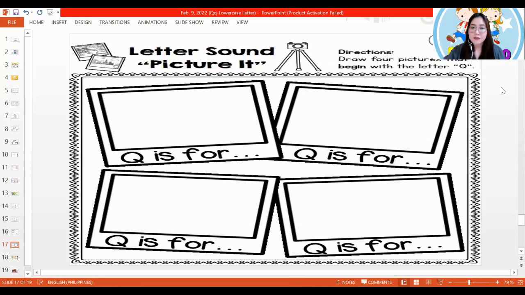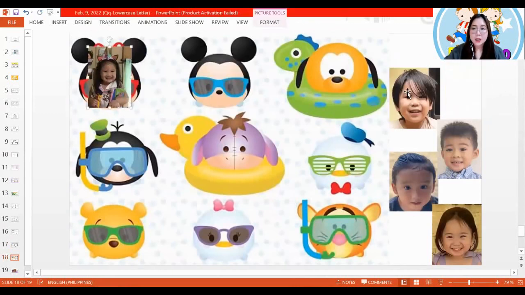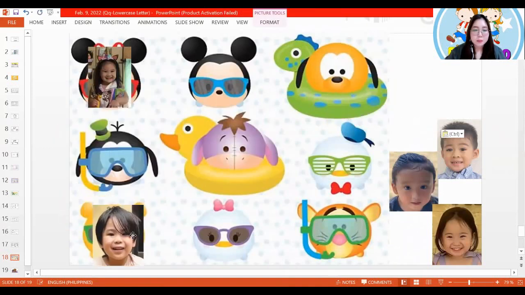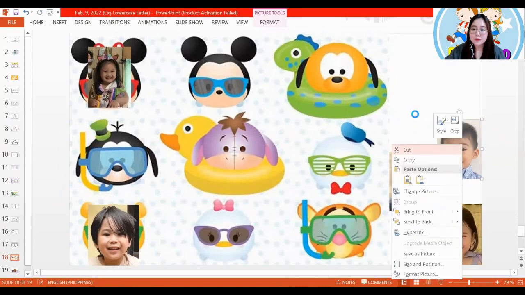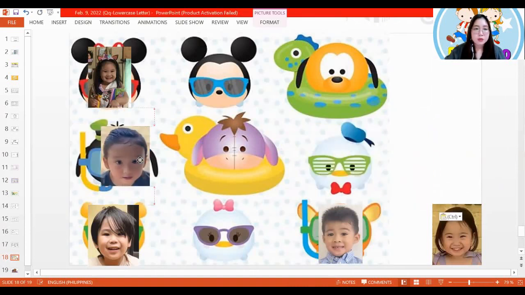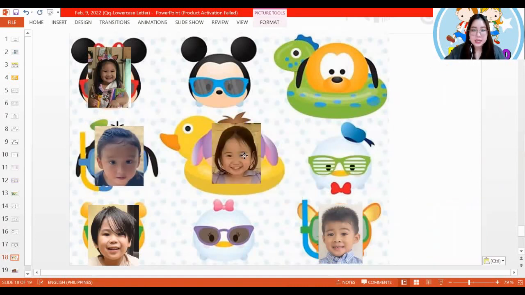So I will give everybody their friend today. So let's give Amira Minnie Mouse. Let's give Anton Winnie the Pooh. Let's give Evo Tiger. Mason will get, I think, Goofy, and Mina will get Eeyore.